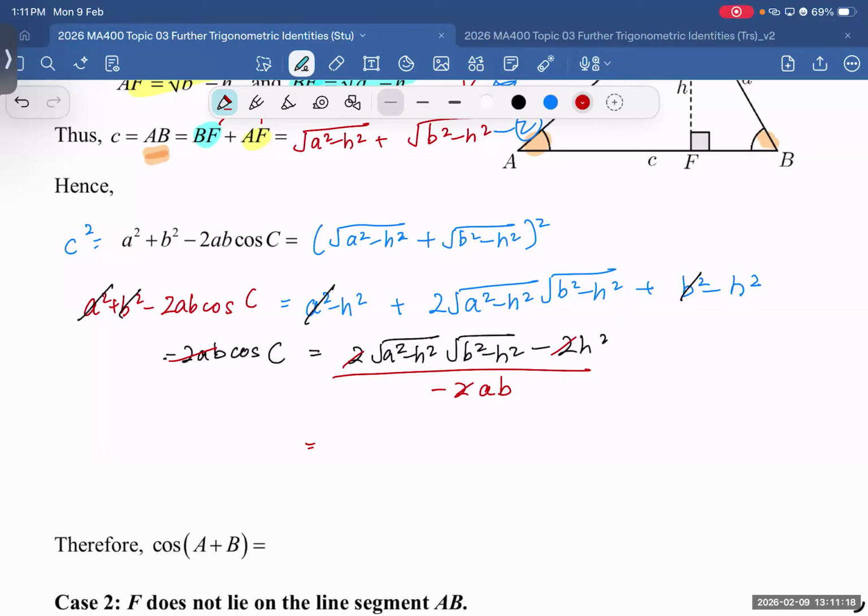Can I say, okay, let's say if I leave the minus sign on the left, I leave the minus sign here. Can I say that minus cosine C is the same as square root A square minus H square, square root B square minus H square over AB, minus H square over AB. Can I say this? I'm really dividing by 2AB here, the 2 and 2 cancel. Left hand side over AB, right hand side over AB.